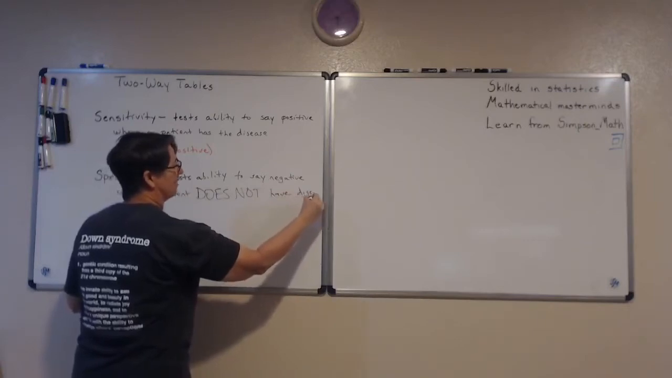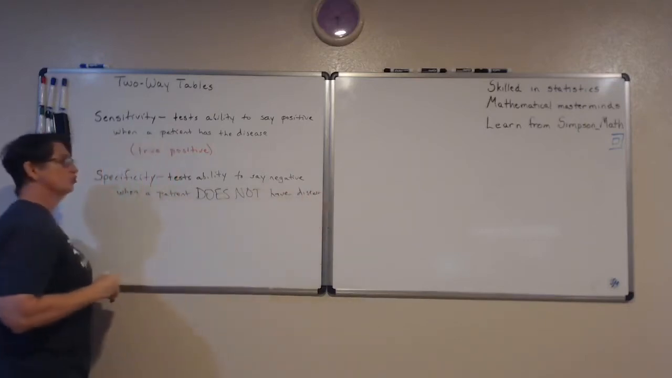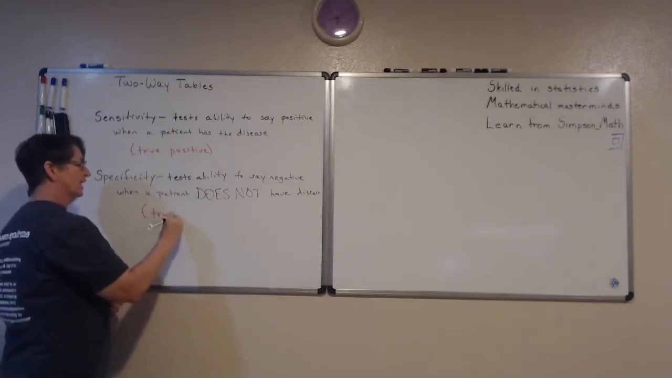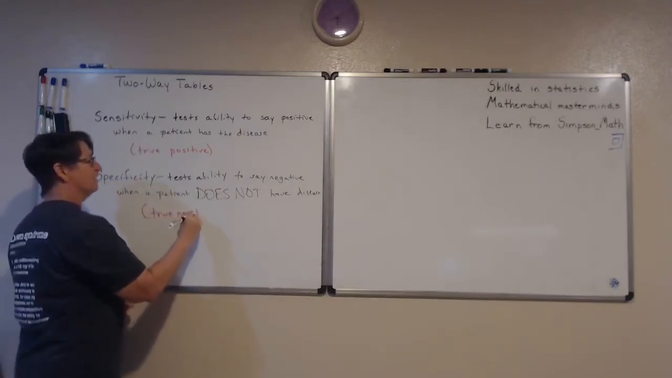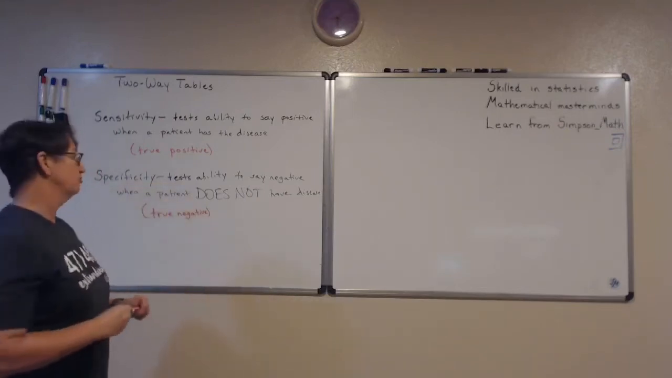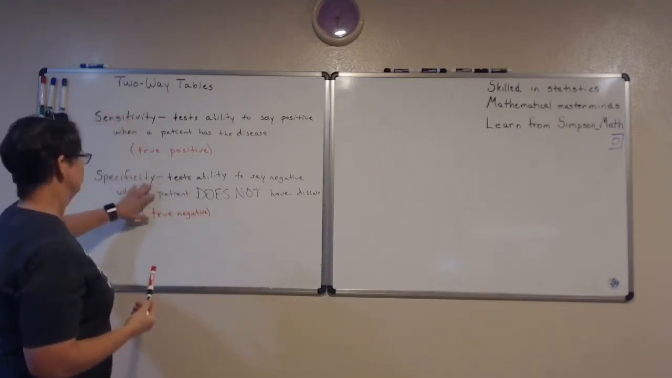So you can think of that as exactly right, the true negative. This is your true negative. They don't have it, and it truly says they don't have it. True negative. So this is your true positive, this is your true negative.